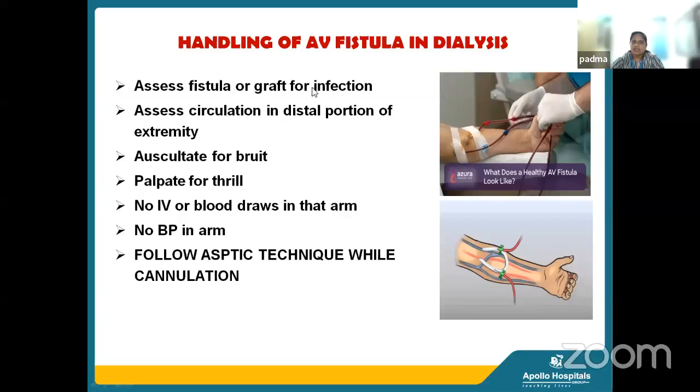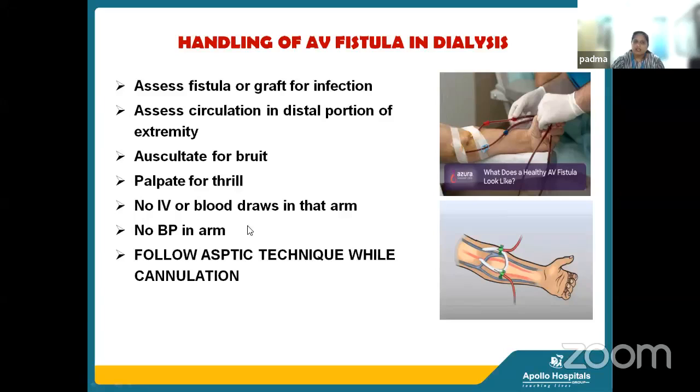Assess the fistula graft for infection. Before starting the dialysis, we always need to assess the fistula, whether there is any thrombosis or infection, any discharge from the fistula, or any edema or swelling. Assess circulation in the distal portion of the extremity. Auscultate for bruit, palpate for thrill, and no IV or blood draws in that arm.